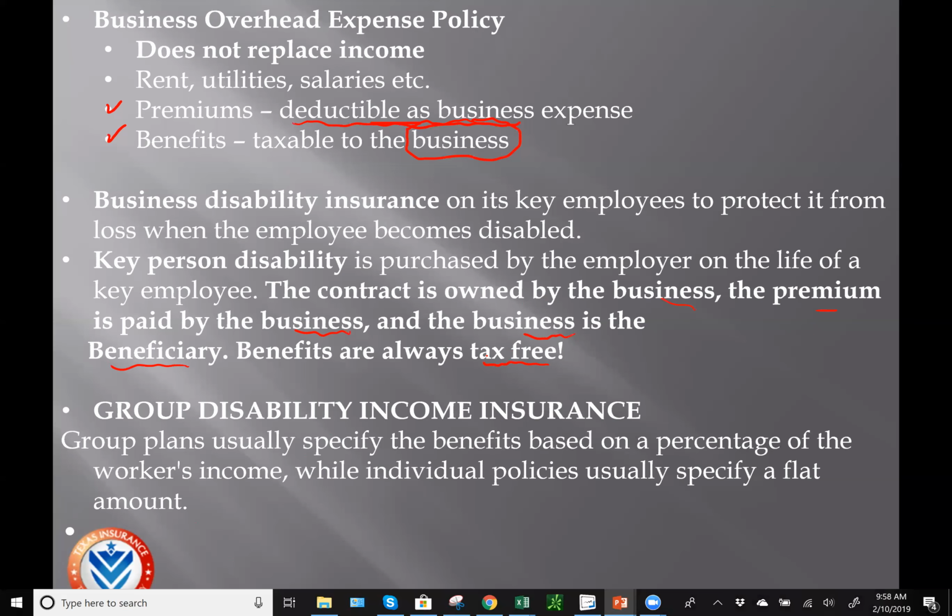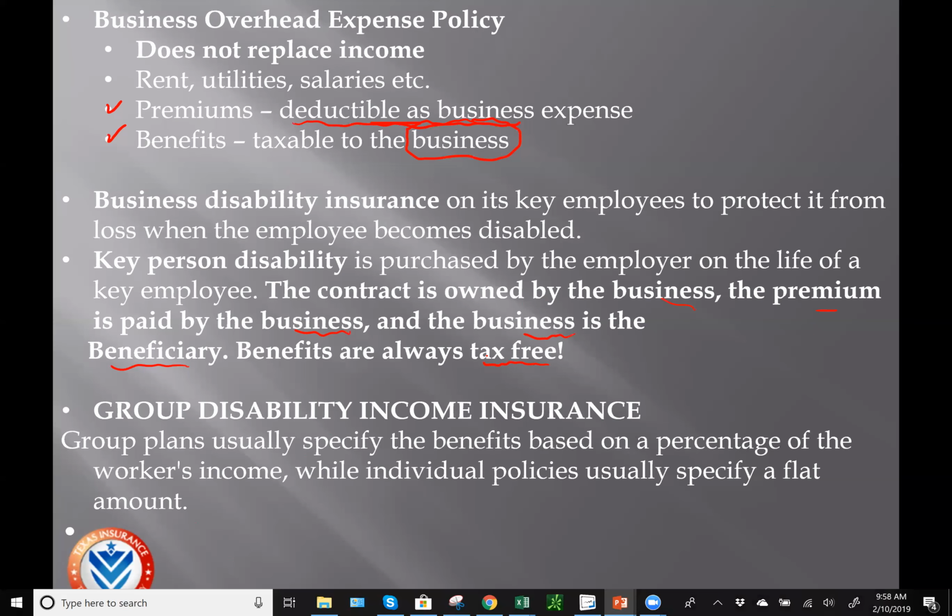And then on your buy-sell agreement, just real quick, a buy-sell agreement is set up by business partners. Remember, how is that business going to change hands if one of those business partners were to die or become disabled? For taxation purposes, premiums paid by the business partners are not deductible as a business expense because any benefit received by the other business partner is always tax-free.